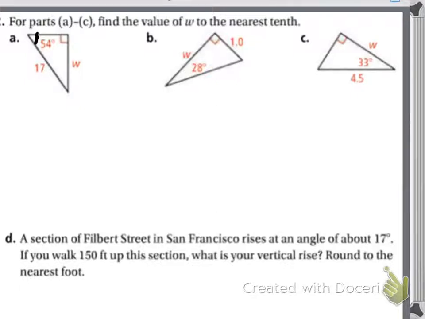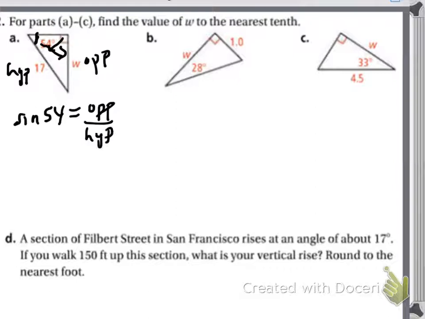Alright, so what's involved here? What's involved is the opposite side, and this is the hypotenuse. So opposite and hypotenuse means that we're going to use sine. So sine of 54 is going to equal opposite over hypotenuse. The opposite side is W, we don't know it, and the hypotenuse is 17.